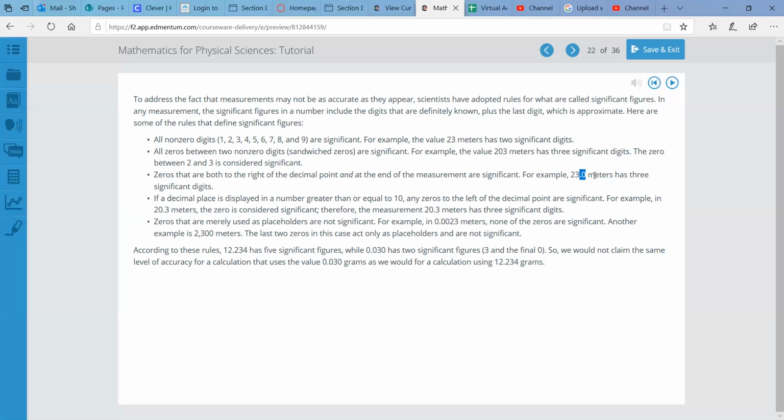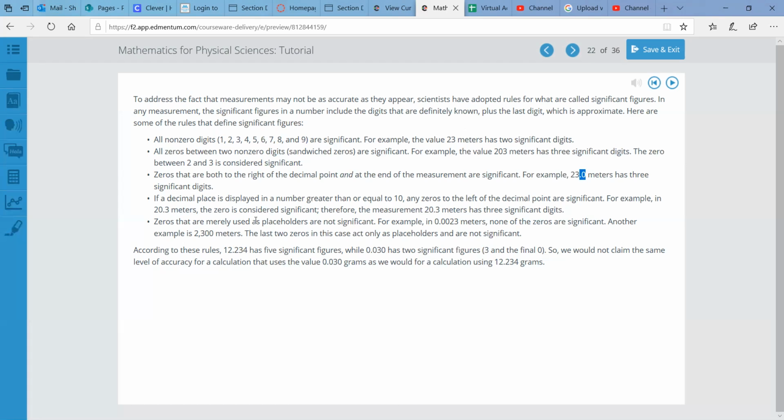If a decimal place is displayed in a number greater than or equal to 10, any zeros to the left of the decimal point are significant. So same thing up here. 20.3, significant, because this digit matters. Therefore, the ones in between also matter. Okay? Sandwich. It's still sandwiched like this one before. So this has 3 sig figs. 3 sig figs, 3 sig figs, 3 sig figs, 2 sig figs.